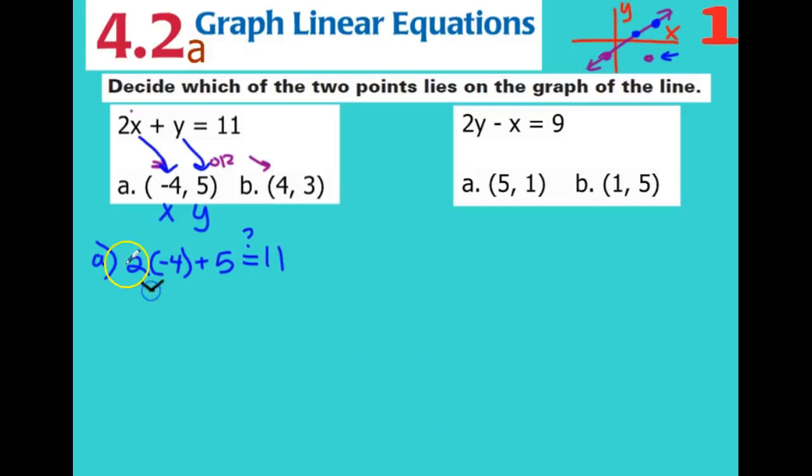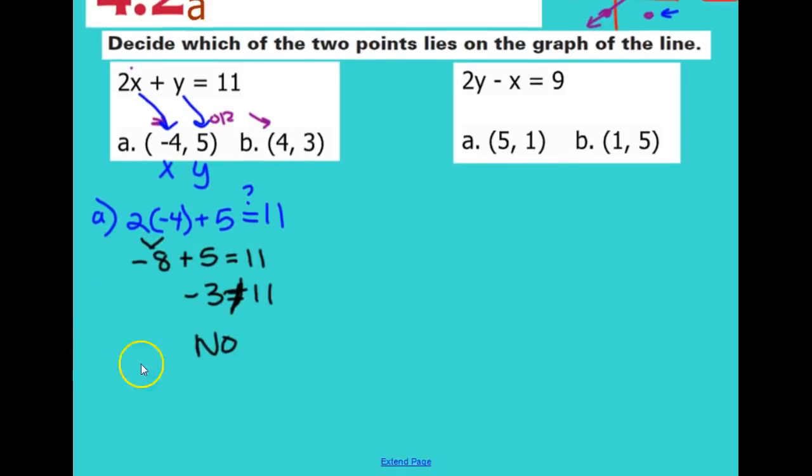So I know 2 times -4 is -8. And just think, you guys, is -8 plus 5 going to give us 11? No, -8 plus 5, different sign, subtract, that would give you a -3. So those are not equal, so if you put the slash through it, that says that they're not equal. So this one would be no. But we also need to check the second point.